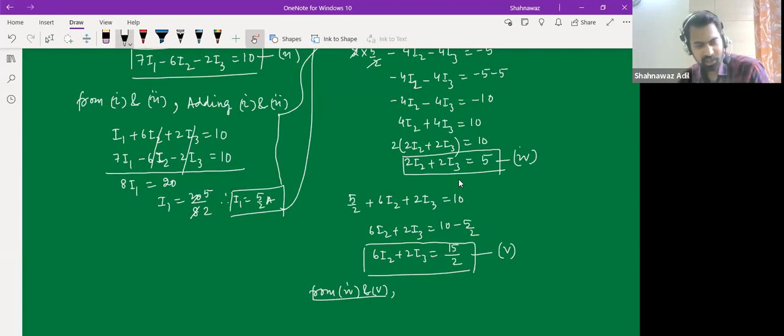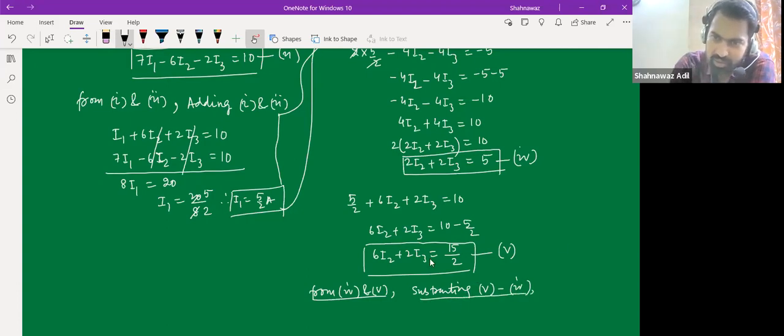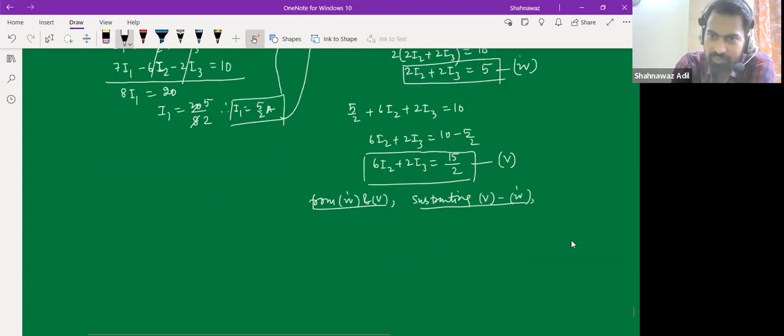Because in the elimination method, we have to get one coefficient equal, but already the coefficients are. So we can subtract them, right? Subtracting fourth from fifth. So this would be how much?